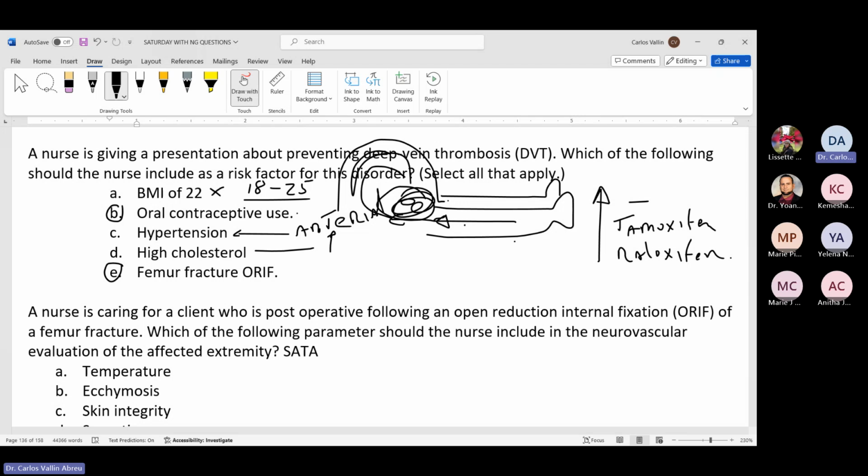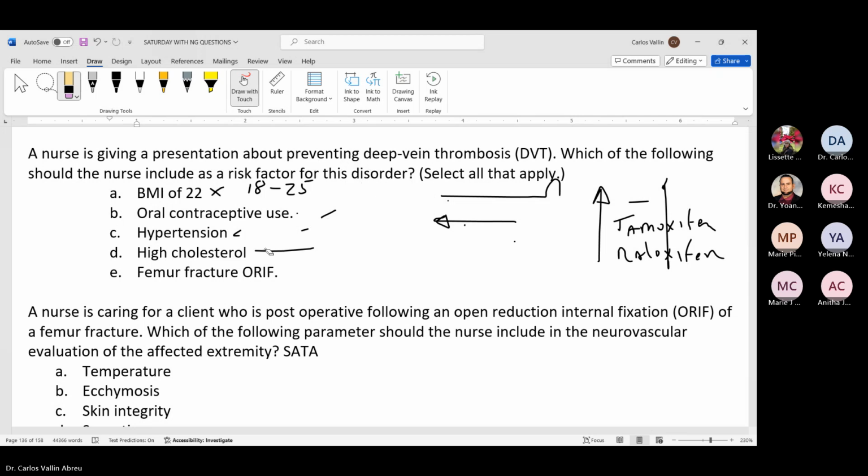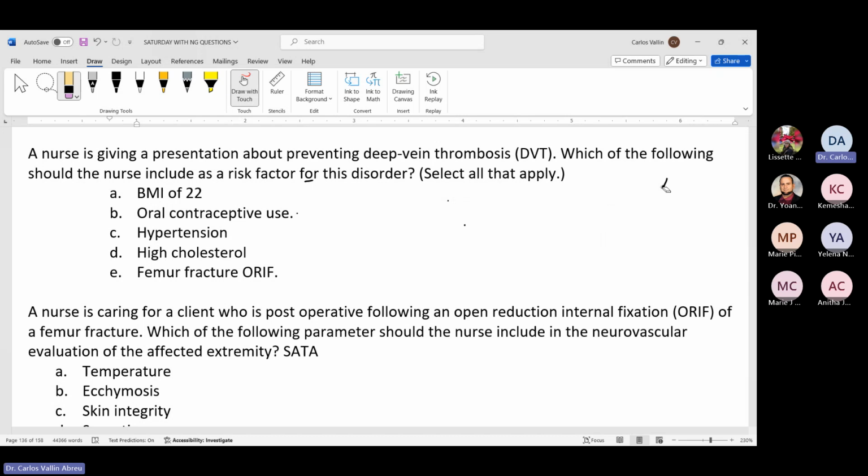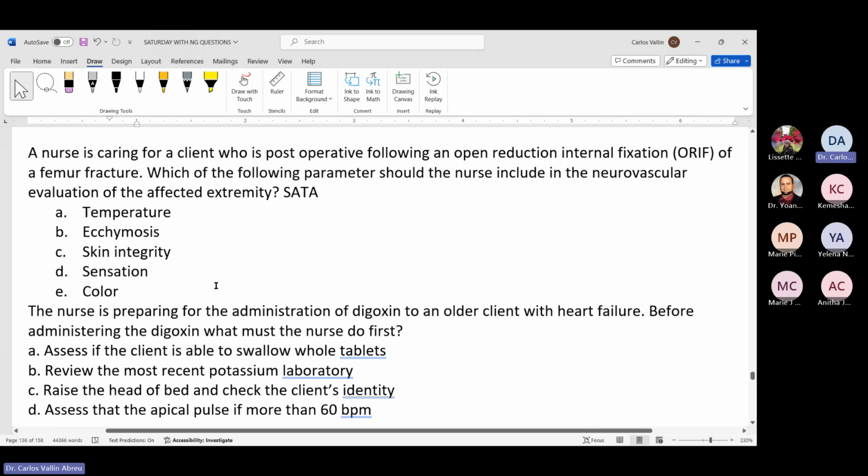Tamoxifen is an estrogen receptor modulator that is used for the prevention of the recurrence of breast cancer in some types of breast cancer. And raloxifene is also an estrogen receptor modulator used in the treatment of osteoporosis, but it has as a side effect increased risk of thromboembolic disease. You need to be solid in your knowledge of those aspects that I'm mentioning here in very simple questions because it's high yield for your exam.